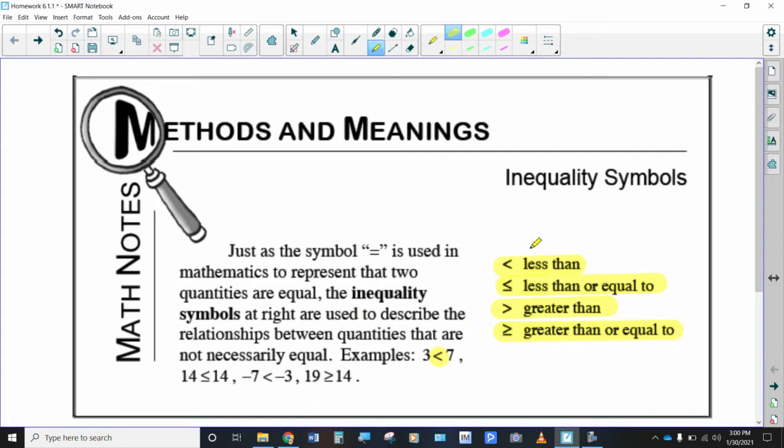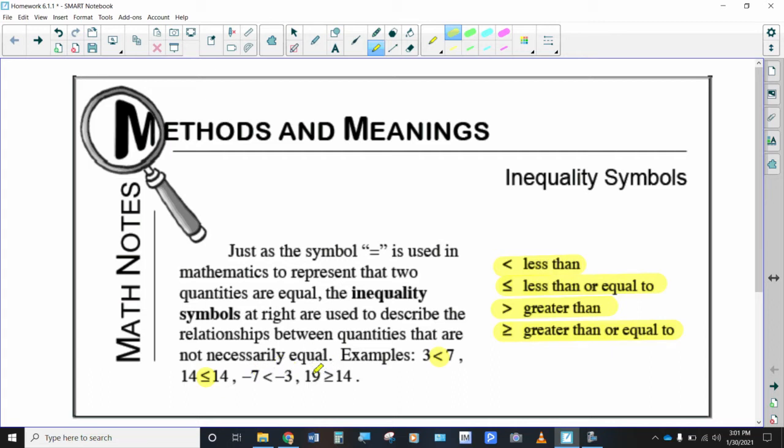The difference between is less than and is less than or equal to is like right here, 14 is either less than 14 or it's equal to 14. It's one of the two. It can be less than or equal to, so that would be a correct statement. Same thing applies here with the less than symbol. This is more negative than this number. -7 is more negative than -3, which means that it is less than -3.